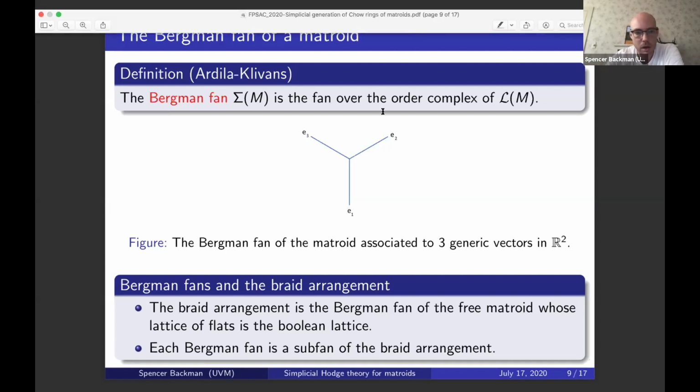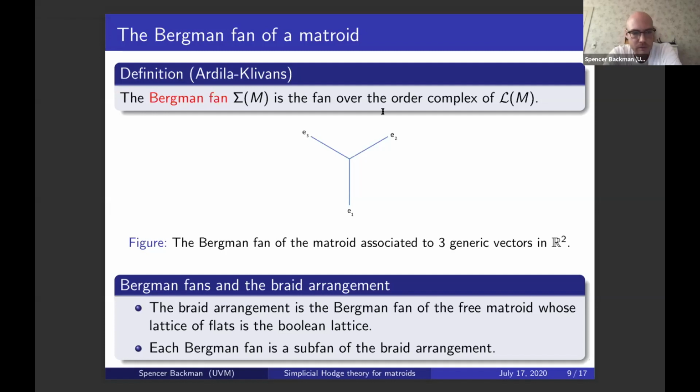So some comments about how the Bergman fans relate to the braid arrangement. The braid arrangement is itself actually a Bergman fan. If I take a collection of linearly independent vectors, that defines a matroid. The independent sets are just the set of all subsets, because if you take a collection of linearly independent vectors, then every subset is obviously linearly independent. That's sometimes called the free matroid. And if you think about the lattice of flats there, the lattice of flats is just the Boolean lattice. And so the Bergman fan you're going to obtain is going to be exactly the braid arrangement.